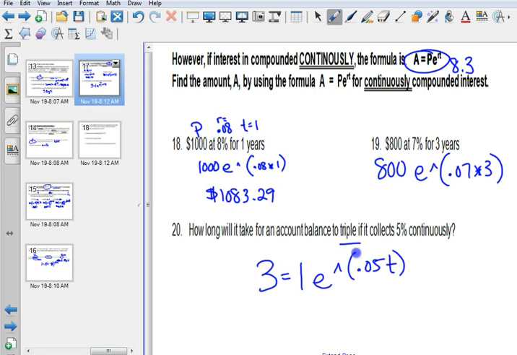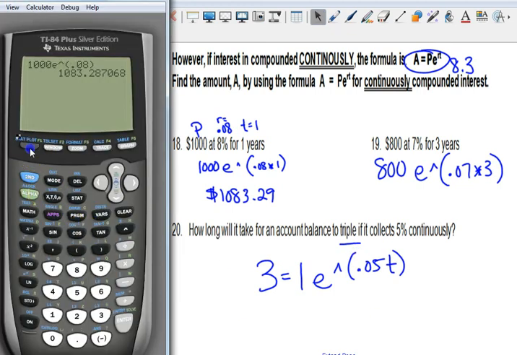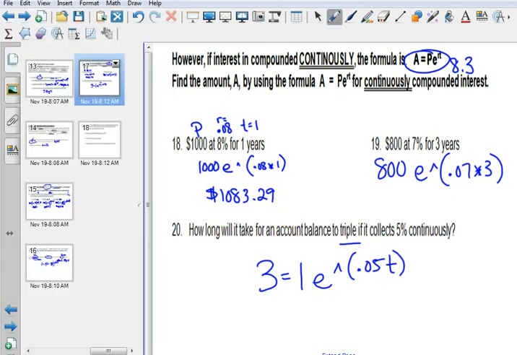Now this time I am going to have to use some technology for sure. And again, I'm going to use my calculator's table function. I'm going to type in, you don't even have to type the 1, we can just type e to the 0.05. And then instead of T, I'm using an X. And then I'm going to go to my table and find out where it comes out to a triple value, which would be 3. So trace, trace, trace. Oh, there it is. Roughly 22 years. And again, it's an approximation, so we're just going to say about 22 years.